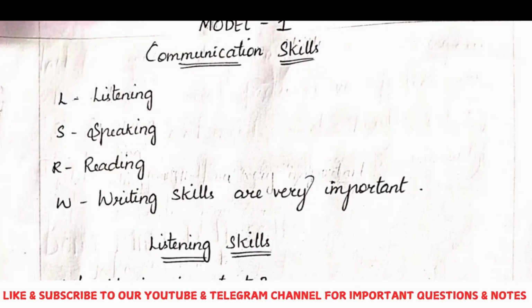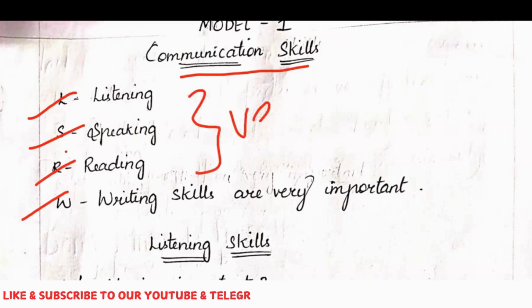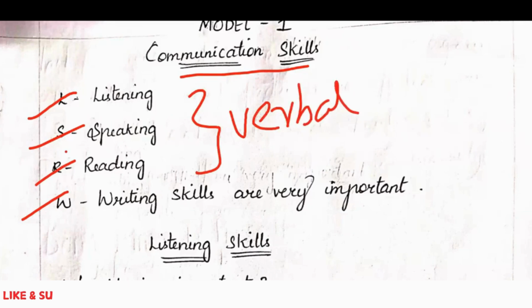Mainly, communication skills are divided into 2 types: verbal and non-verbal. So, verbal means what? Verbal is again classified into 4 types: LSRW. These are the very important tools for communication. What are they? Listening, speaking, reading, and writing. You have to remember in your mind, LSRW are the code letters. These are the tools.